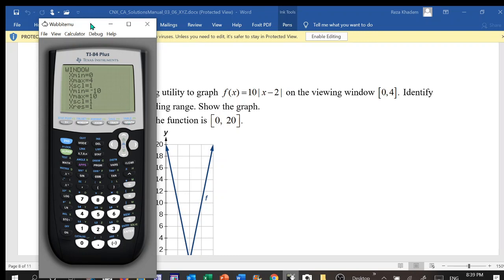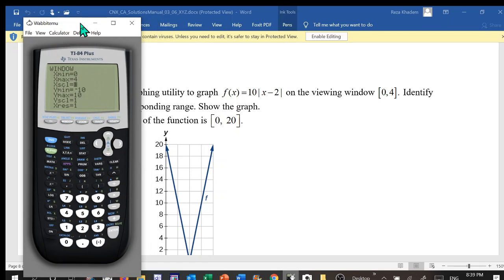And now the corresponding range that we should put is what? If x is 0, that would be 10 times absolute value of 0 minus 2. So that would be positive 2 times 10 is 20. So the y min would be 20. And the y max would be when x is 4. 4 minus 2 is 2, it's still 20. Both of those are 20. So let's say from 0 to 30 is good, right? 0 to 30 is good.